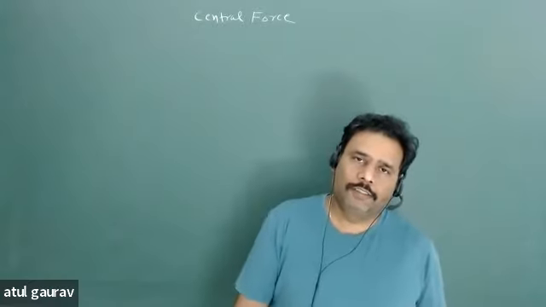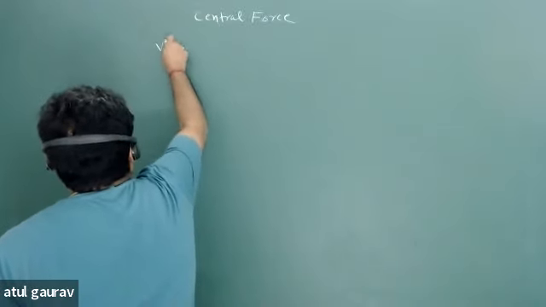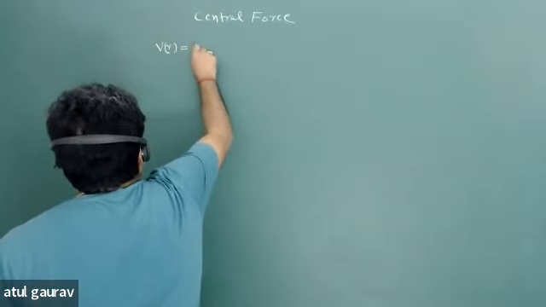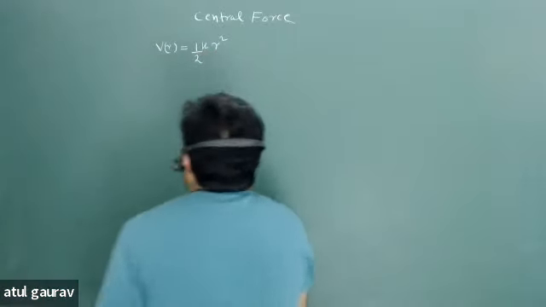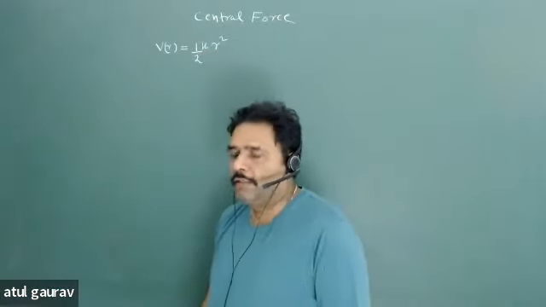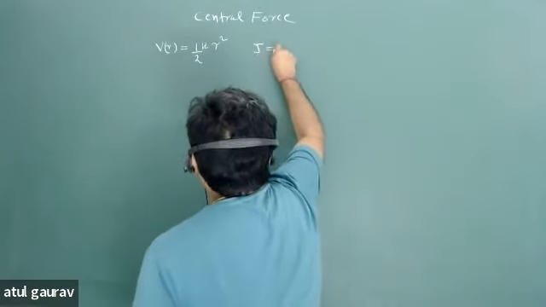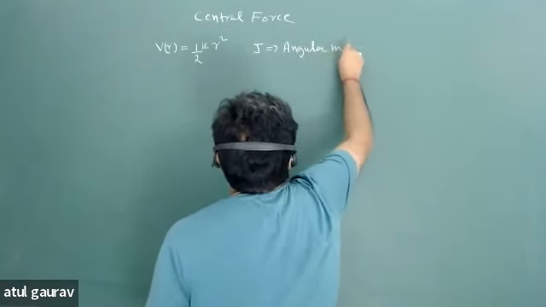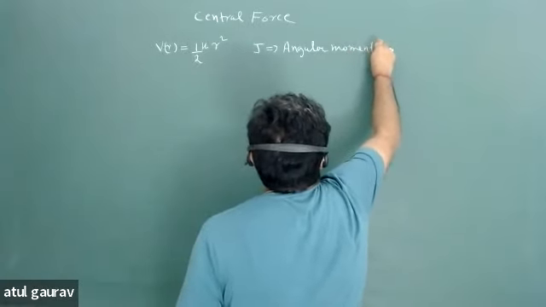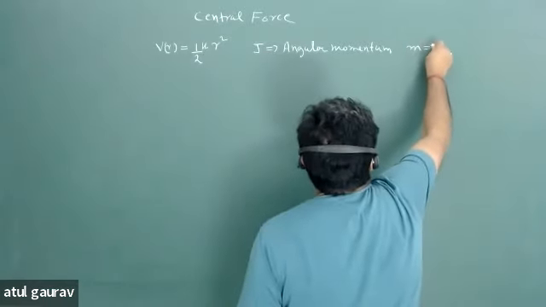This is also a central force potential, and that is known as the harmonic potential. So what we have is the potential V(r), and that is nothing but half k r square. So this is our potential, and this is your harmonic potential. And J is the angular momentum, which is given. J is nothing but angular momentum, and M is the mass of the particle.